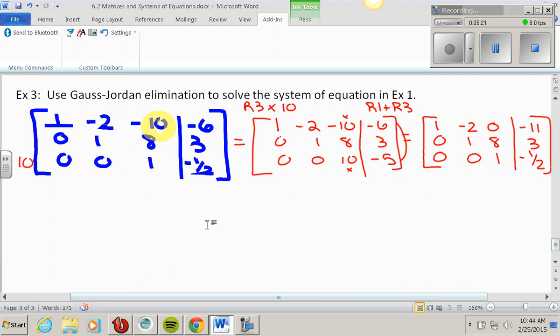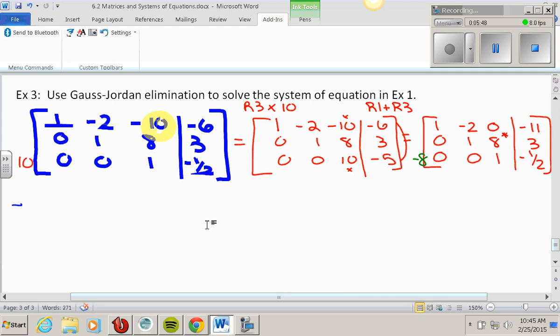So now I've got another 1 there. So I still have to get rid of that negative 2, and I have to get rid of the 8, so we need to do some more work here. So now let's focus on getting rid of that 8. Okay, let's use row 3 again, and we're going to multiply row 3 by negative 8.